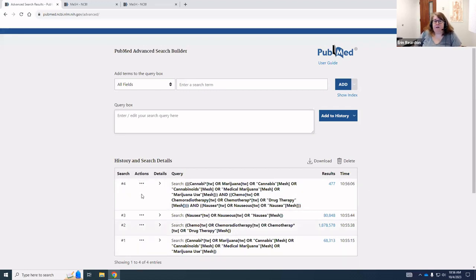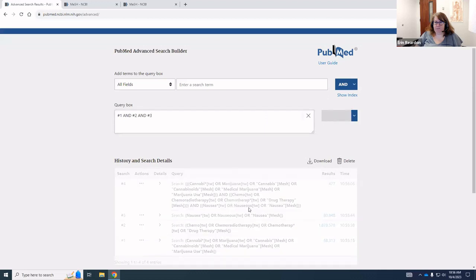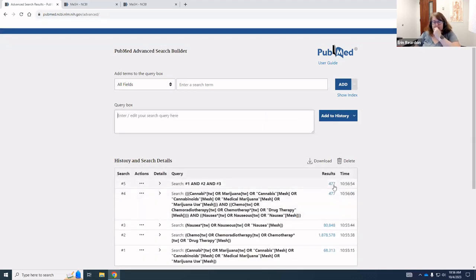So we've added all of these searches together and we've got 477 results. The other way that you could do that is to type in the number that the search is. So this is number 1 and number 2 and number 3. Got the same number of results. So this is when you would start looking at those results and seeing, is this what I'm looking for? Are these articles what I'm looking for? Do I need to adjust my search at all?